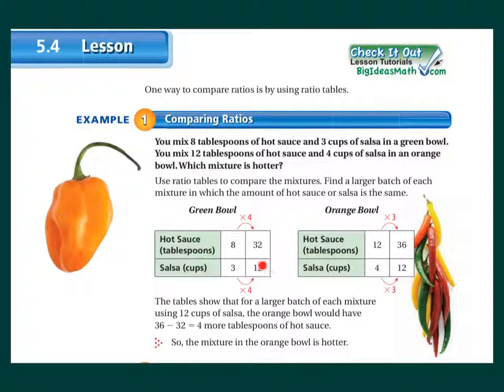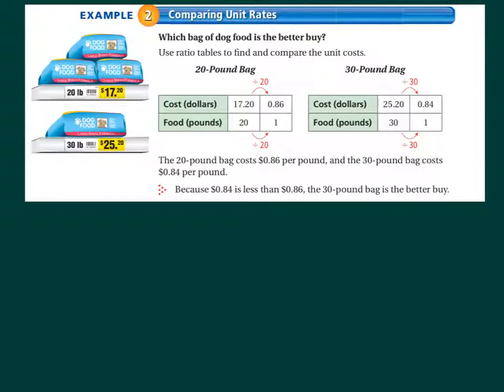So in order to get 3 and 4, the 3 cups and the 4 cups, to the same number, we want that to be the same number to see which one is hotter. You can see here that when we multiplied, we got 36 on top for the orange bowl, so the orange bowl is going to be the hotter one because it has more tablespoons of hot sauce.